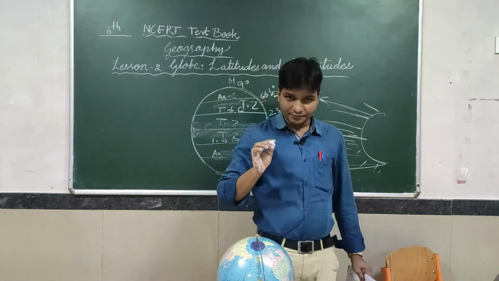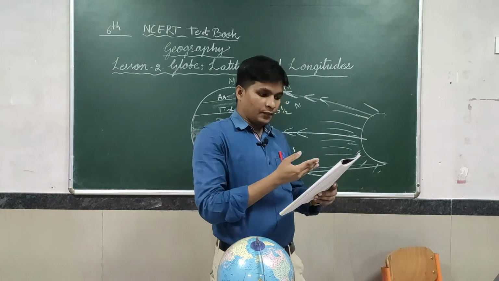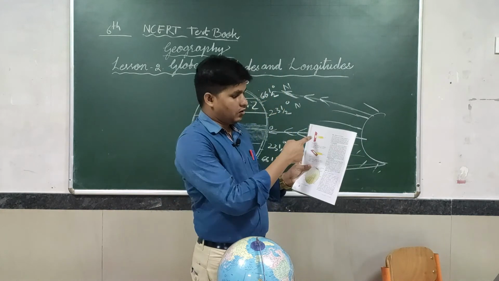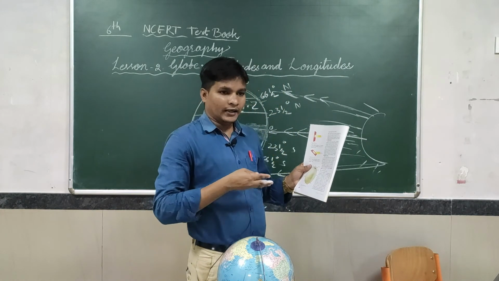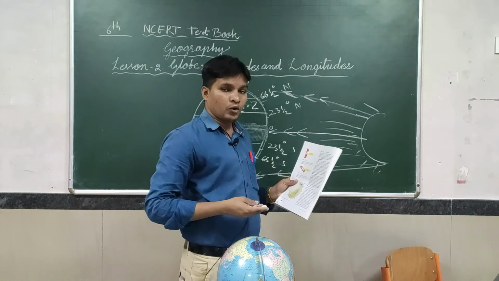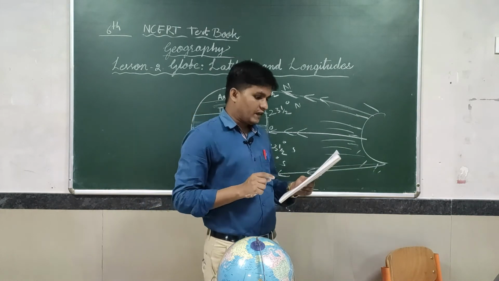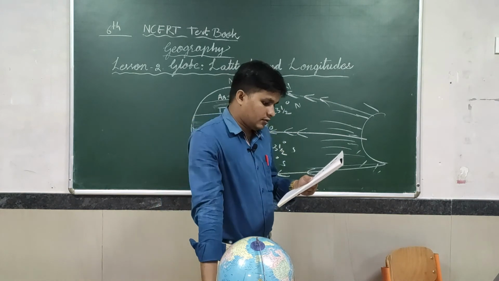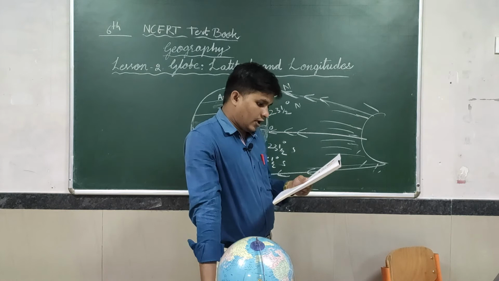Are you getting my point? So you can see the picture, or you may also do an activity: take a torch and show it straight and slanting, at different angles, so that you can understand properly. Then after that we will do the temperate zones.